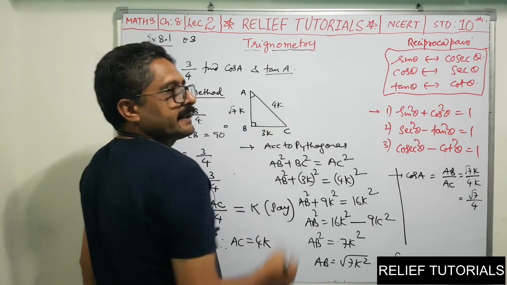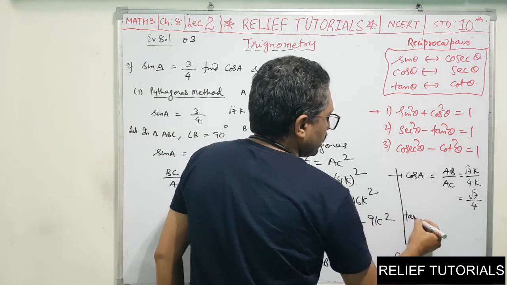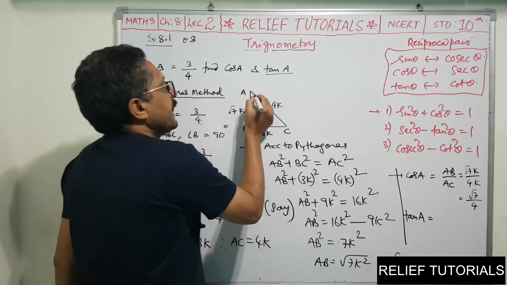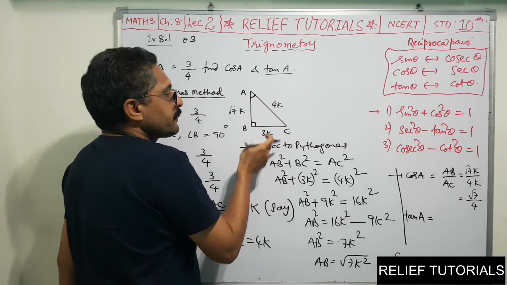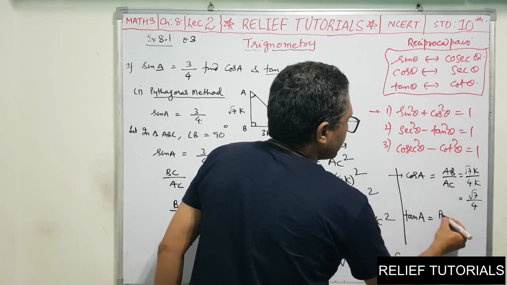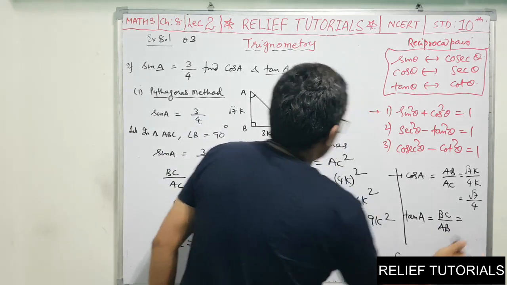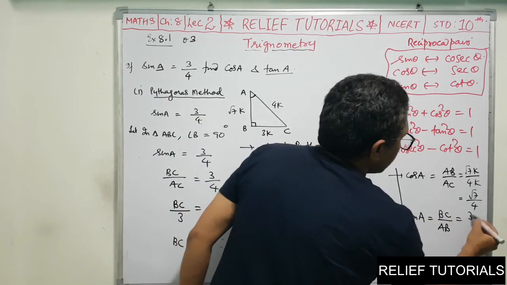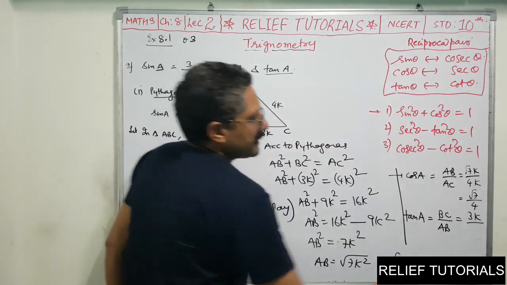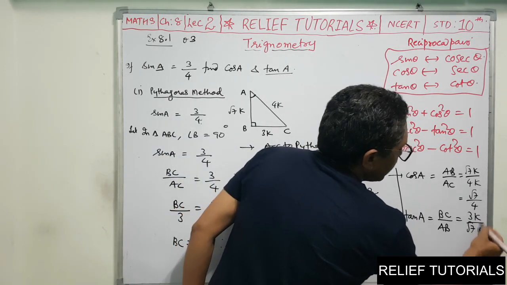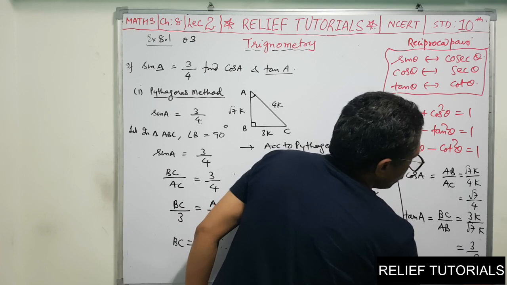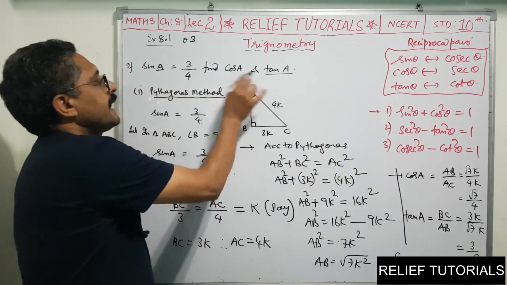Similarly, you have to find tan A. Tan is opposite upon adjacent. So I can write here BC upon adjacent AB. BC is 3K, AB is root 7K. K cancels. So 3 upon root 7 is the value of tan.